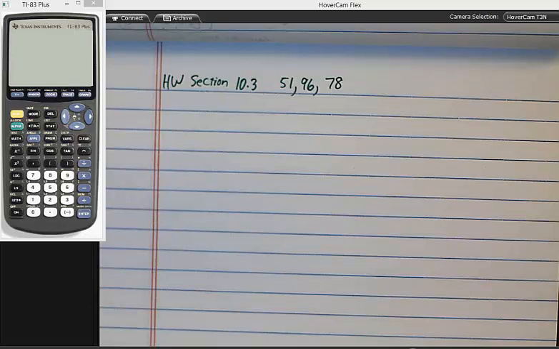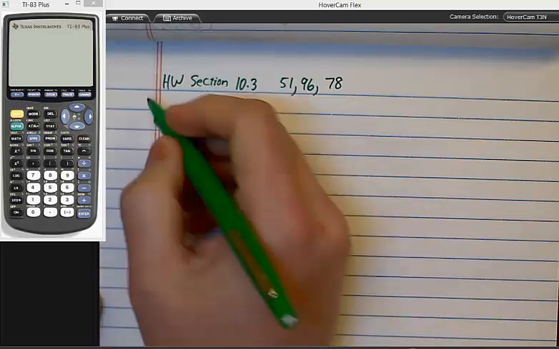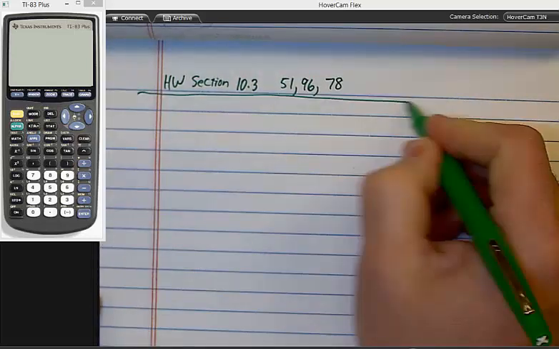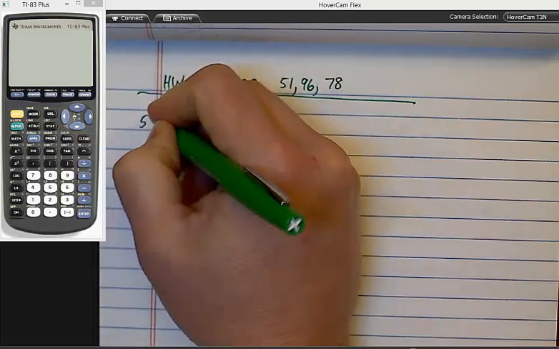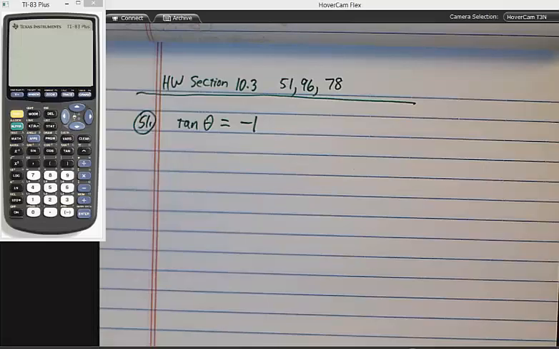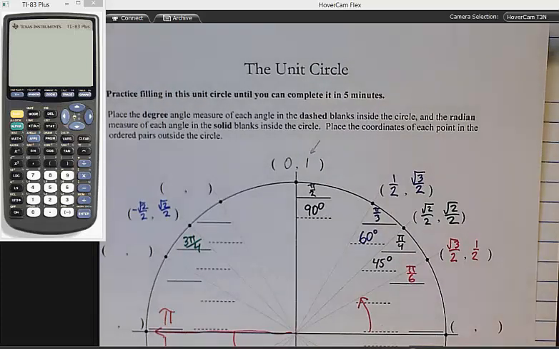Problem 51 from this section says we know that the tangent of theta is -1. So I'll punch that up for you here. And I'm going to take out the unit circle and take a look, because when we look at our unit circle, we know that the coordinates of the points are sines and cosines, right?